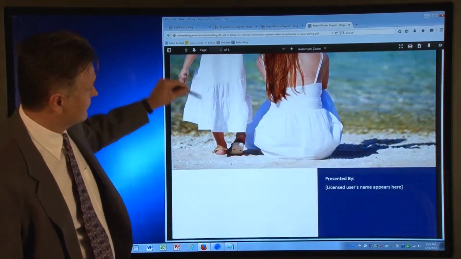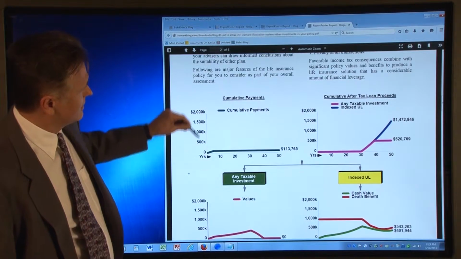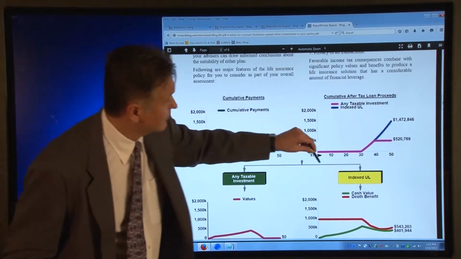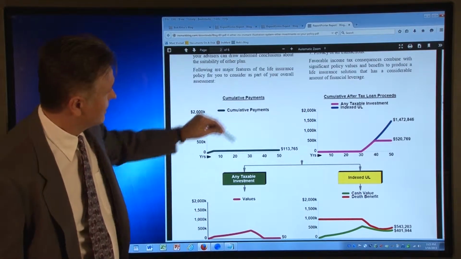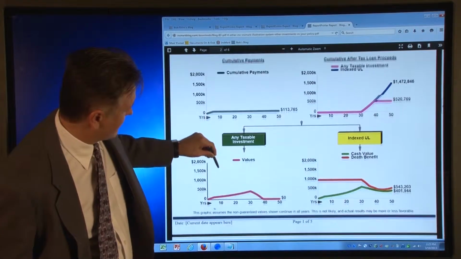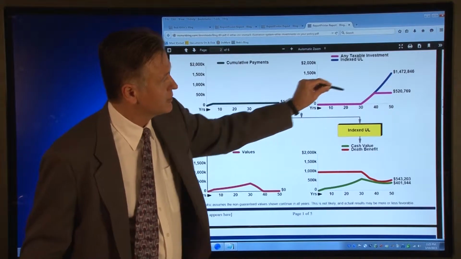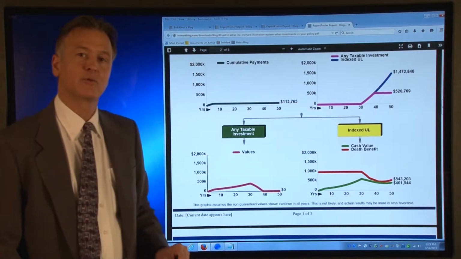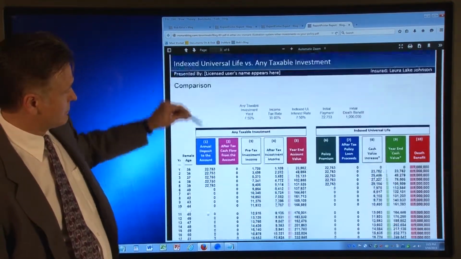So here on your various financial alternatives, again, here we have our summary. You've seen this before, cumulative payments. Here's the cash value policies, $1.4 million of income against, and then over here you have the any taxable investment. You can see that in this particular case, the alternative investment can only pay out $520,000 of tax-free income before it goes to 0. Here's our numbers pages.